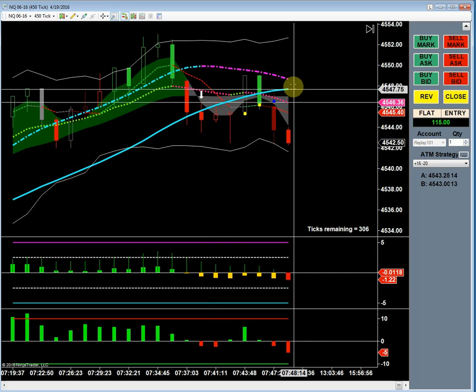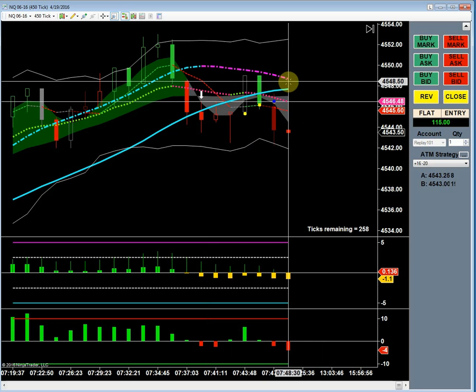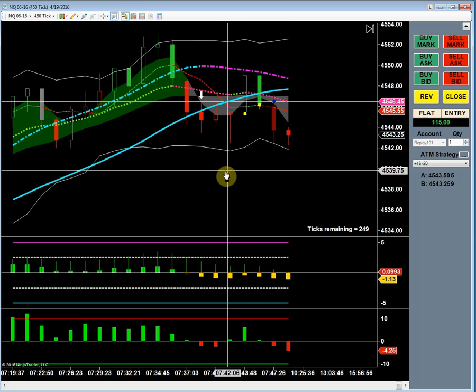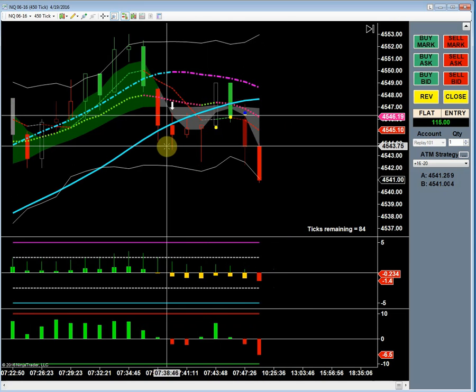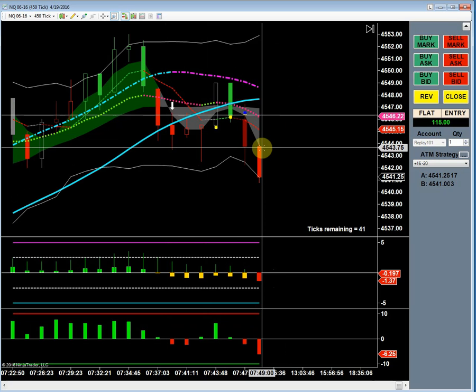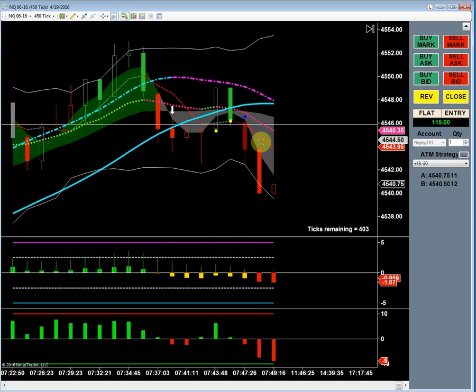What do we got here? 775. The DTBs are within a point and a half there. We're getting a lot of whipsaw here, so I don't know that they're just ready to blow yet. Okay, now they're getting hammered on the downside.